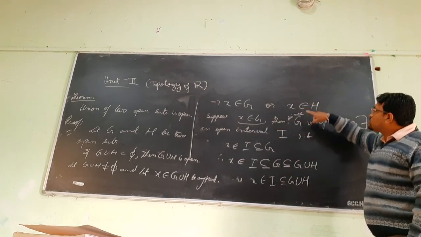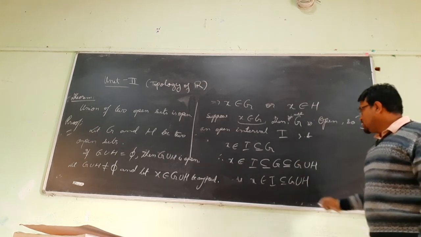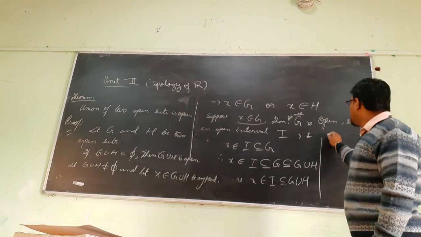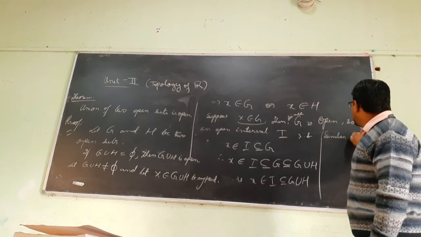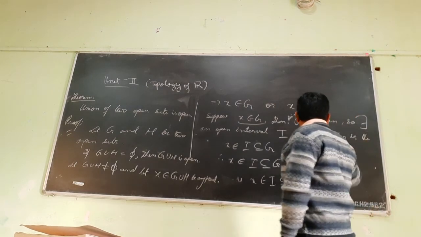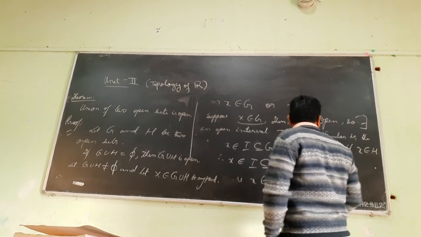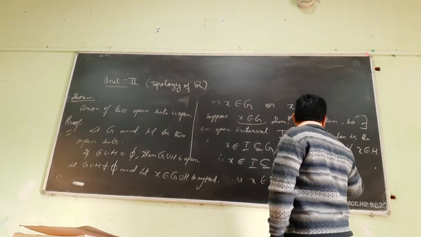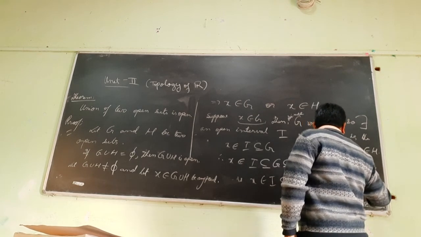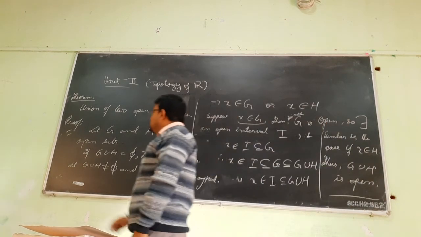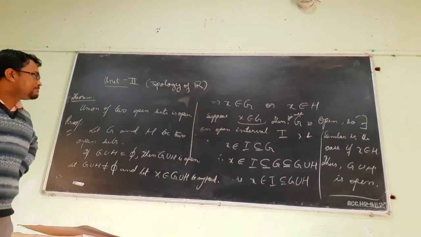We can also suppose that X is in H, and then apply the same thing. So similarly, the same is the case if X belongs to H. Thus, G union H is open. So if I take the union of two open sets, it is an open set. Union of two open sets is open.